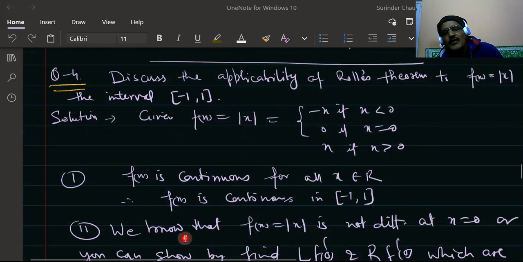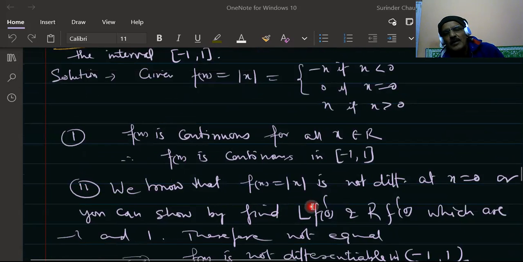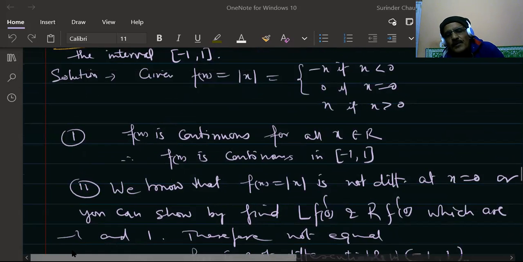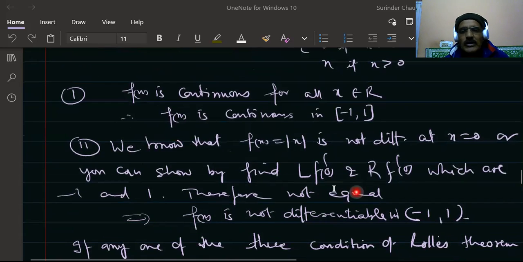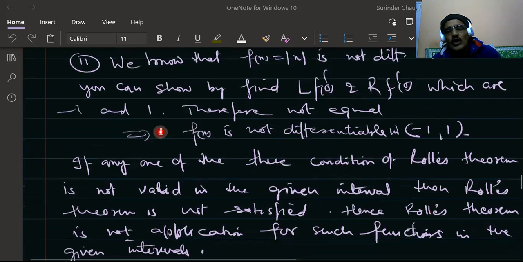If you find the left derivative at 0, it comes out to -1, and you can prove it here also. If you find the right derivative at 0, it comes out to 1. So the left derivative is not equal to the right derivative, which means f(x) = |x| is not differentiable at 0. So we have a point 0 belonging to the open interval -1 to 1 such that the function is not differentiable. So we got a contradictory point.